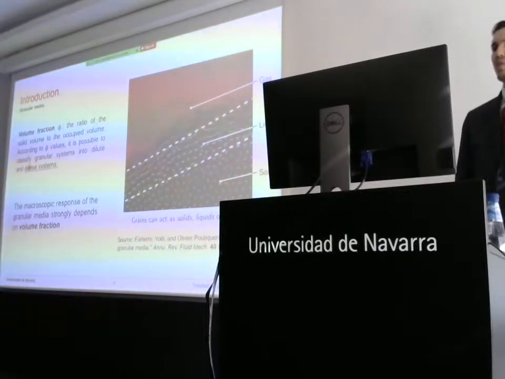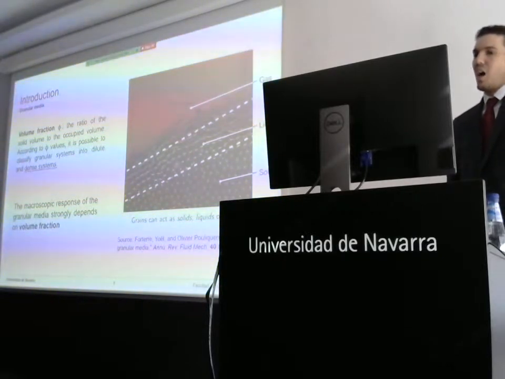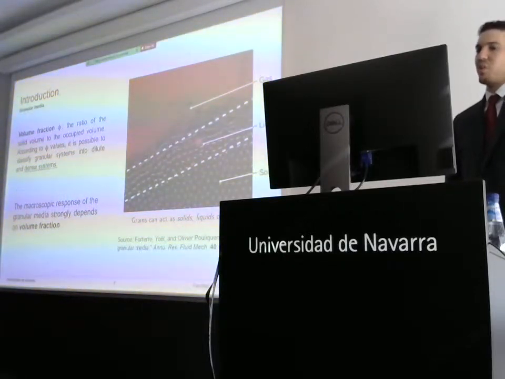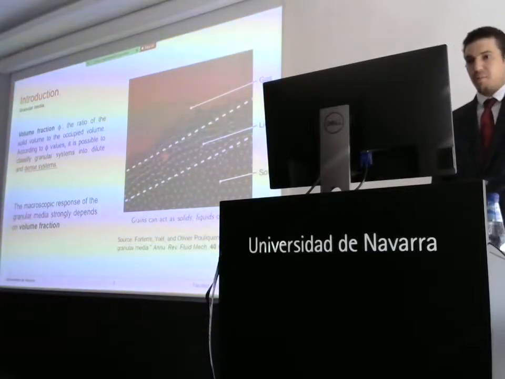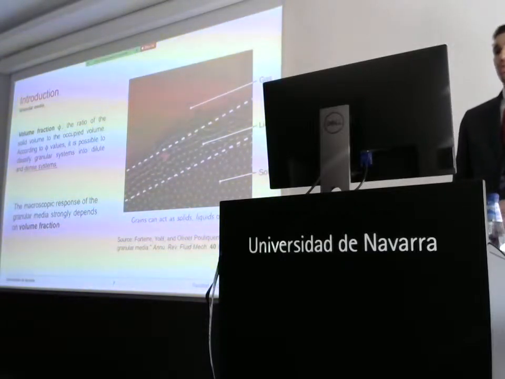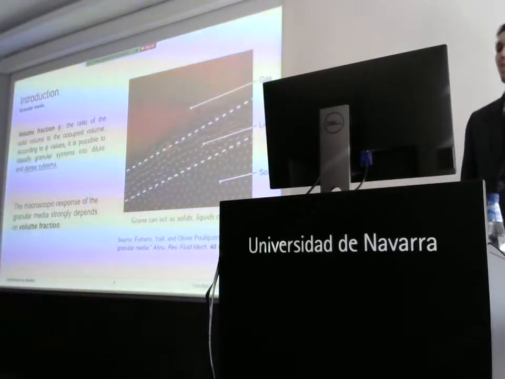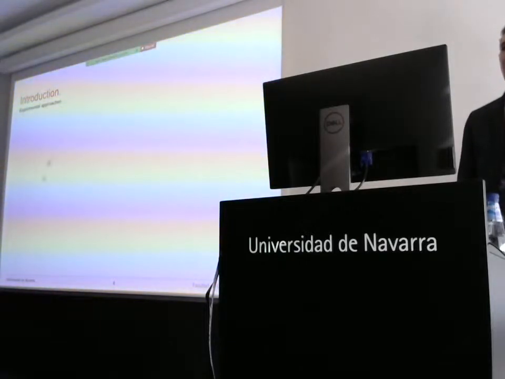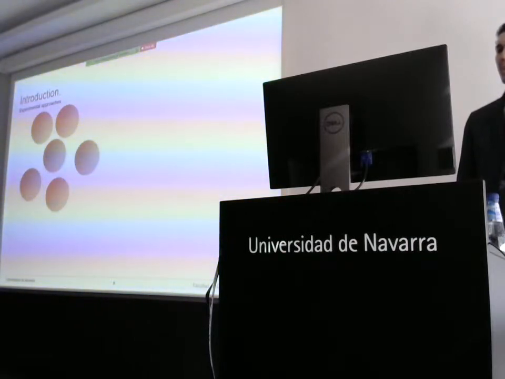These dense systems are the more difficult because they can behave like a solid or like a liquid, and the liquid is the most difficult macroscopic response that we can see in granular media. Something that is a hot topic nowadays is how we can connect the microscopic quantities with the macroscopic response of granular media. For that, researchers have developed some experimental approaches to give us the microscopic details of the granular sample.